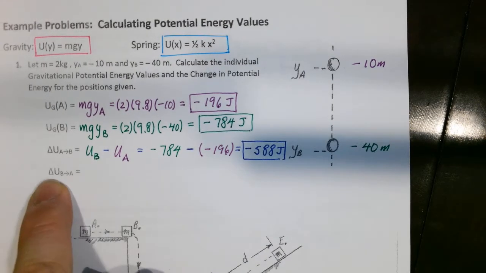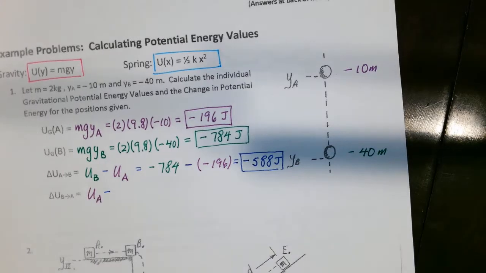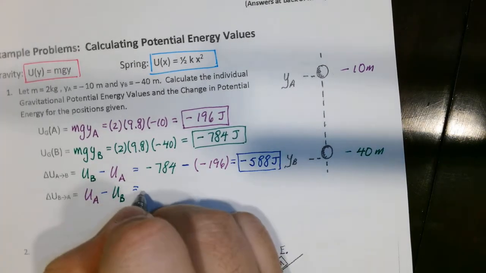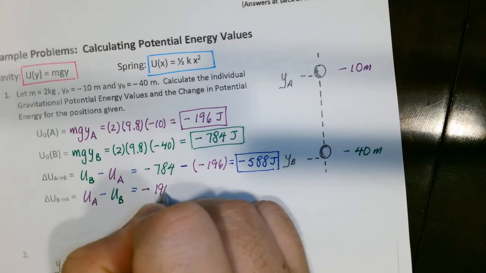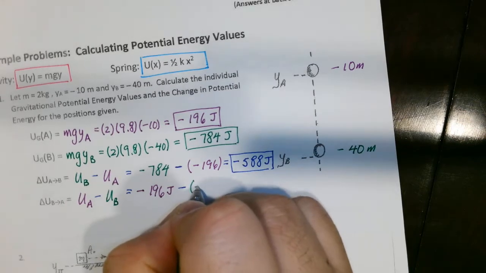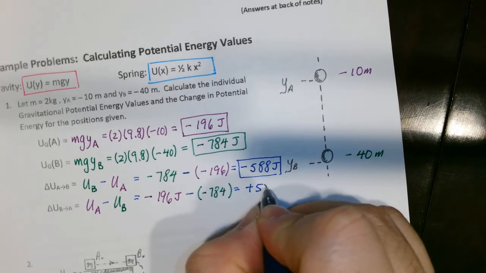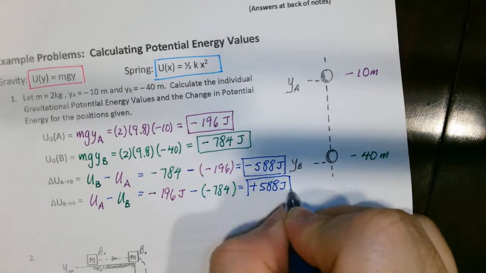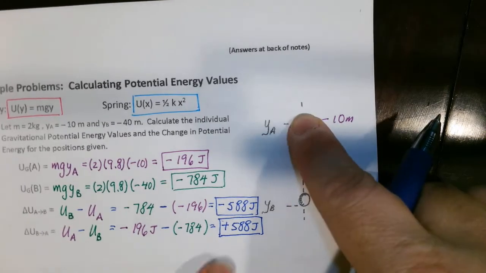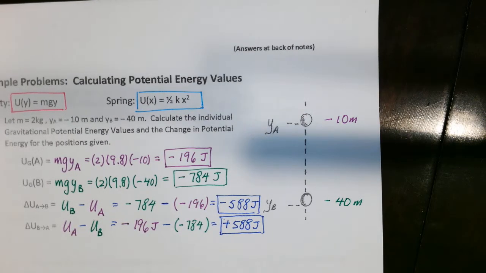Here, from B to A, right? So simply UA minus UB, right? Therefore, UA, which is negative 196 joules, minus UB, which is negative 784. So that comes out to positive 588 joules, which means that's how much potential energy it gained moving from B to A. Okay, so when you're moving from B to A, you gain that much potential energy. But if you go from A to B, you lose that much potential energy. Okay? Alrighty.